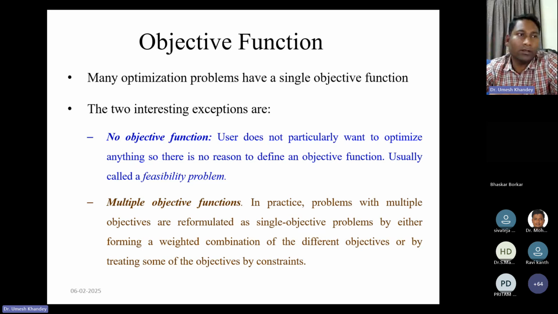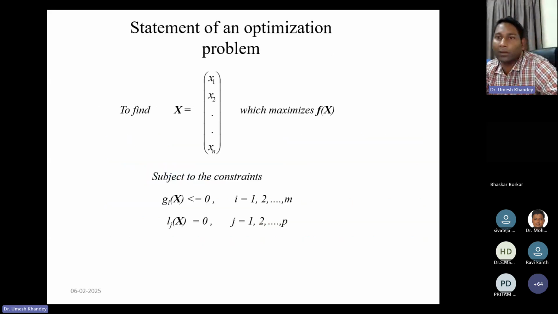Multiple objective functions: in practice, problems with multiple objectives are reformulated as single-objective problems, either by forming a combination or by giving weightage to each different objective, or by treating some of the objectives as constraints. So in one case you may have a single objective, in other cases multiple objectives. Multiple objectives you may convert into a single objective by providing weights. Ultimately, you have to come up with a single objective which will satisfy the multiple purposes, by providing some weight to your input variables or output variables, and at the end of the analysis you may come to the final conclusion.